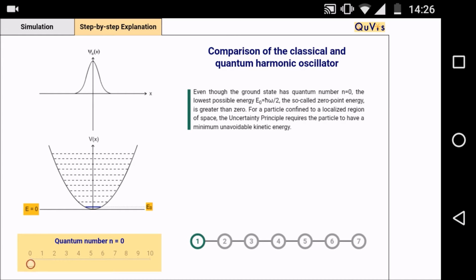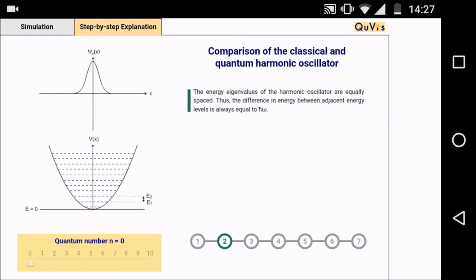So here we have our ground state. Even though the ground state has quantum number n equals 0, the lowest possible energy, E naught equals h bar omega over 2, the so-called zero point energy, is greater than 0. For a particle confined to a localized region of space, the uncertainty principle requires the particle to have a minimum, unavoidable kinetic energy.